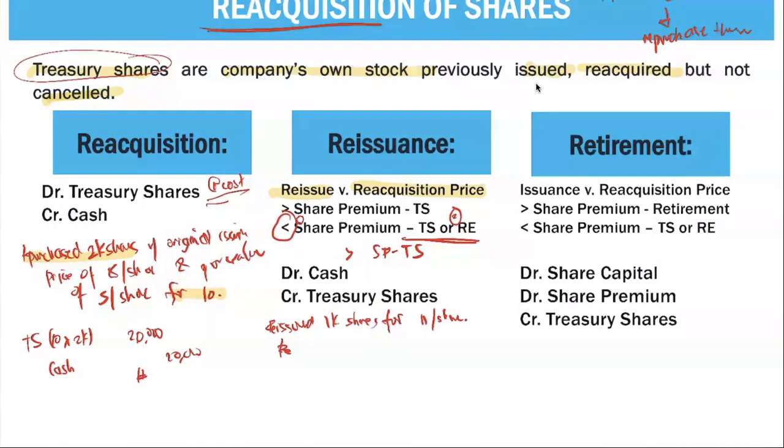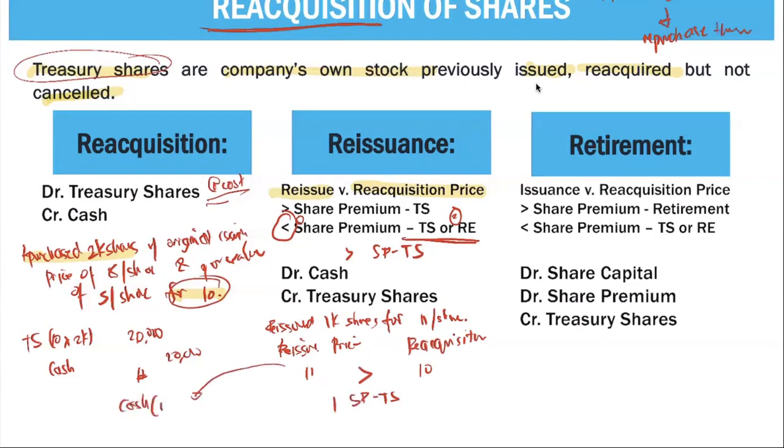Our reissue price is equal to 11 pesos per share, and our reacquisition price we have here is 10 pesos per share. So it is greater, and we have 1 peso per share. We place that in share premium TS. So how do we make an entry?